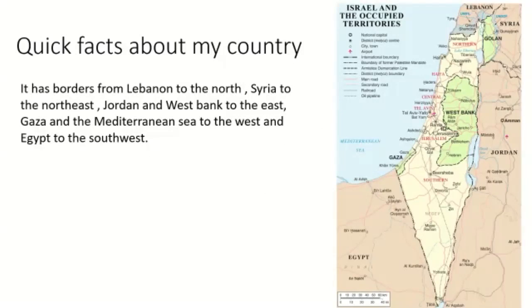And this is a quick fact about my country. This is the map. It has borders with Lebanon to the north, Syria to the northeast, Jordan and the West Bank to the east, Gaza and the Mediterranean Sea to the west, and Egypt to the southwest.